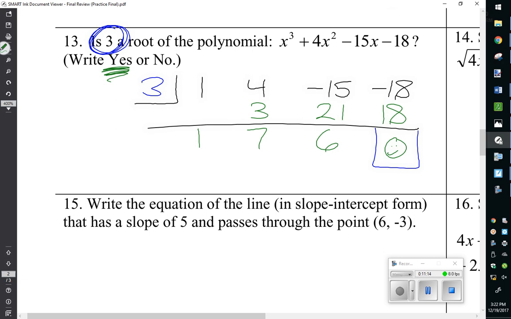Yes, it is. Remember, this was an x cubed polynomial. I'm done. The answer is yes. But it was an x cubed polynomial. So this 1 right here means 1x squared plus 7x plus 6. That's what this means. That's what you would have to solve to find your other answers.